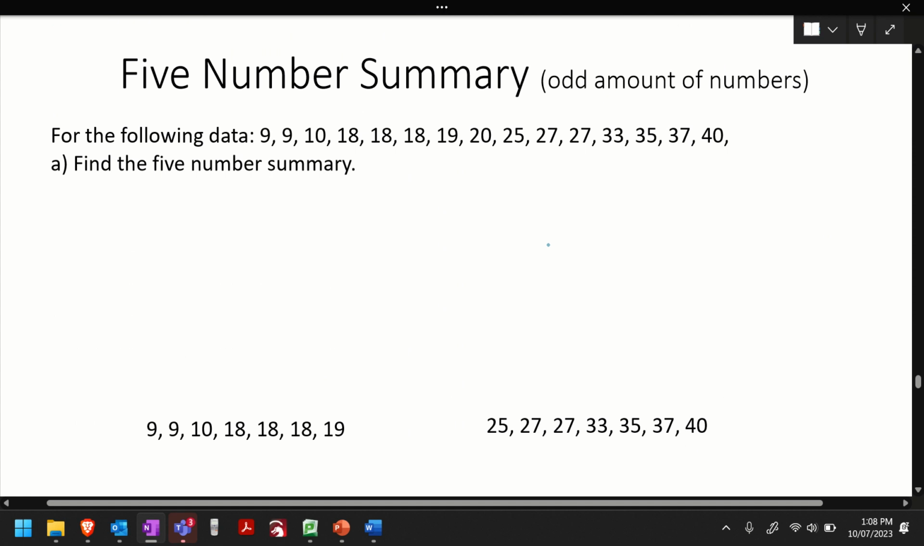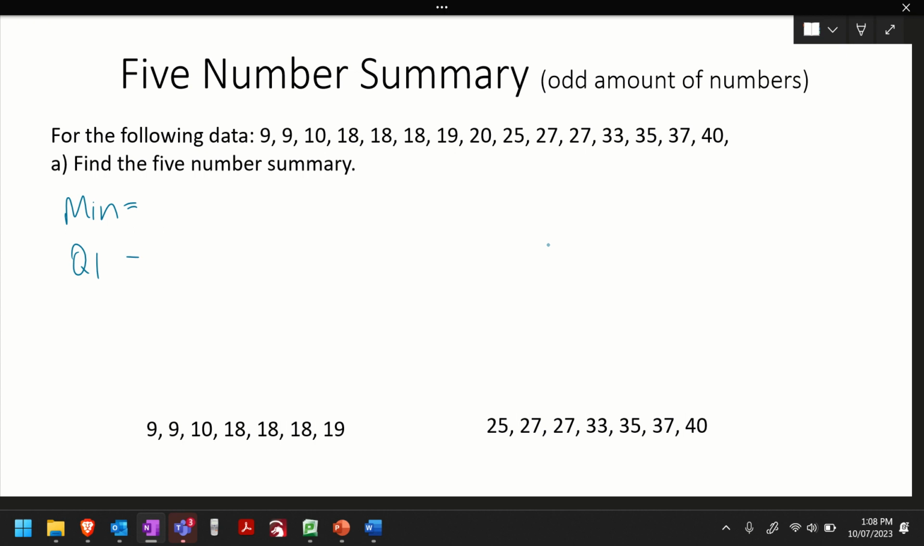Now, one thing you want to do when you're working with 5 number summaries is always make sure your numbers are in numerical order. Do not start doing the 5 number summary when your data is just mixed up. It has to be in numerical order. So it's already done here for us. So I like to list it like this. What's my minimum? What's my Q1? So the middle of the lower half. What's my median? What's my Q3? And then what's my max?